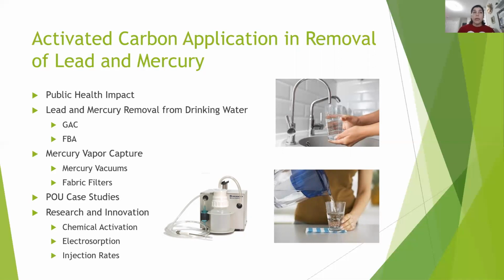There are some point of use case studies already out there, so I did want to include a review of those case studies in my paper just to give everyone an idea of what has worked and hasn't worked and where we're going. And with where we're going with the research and innovation, there's chemical activation that's being looked at more in manufacturing the carbon to increase the efficiency of removal for mercury and lead, and electroabsorption, and then injection rates are also being looked at on fabric filters to increase the removal rates there.